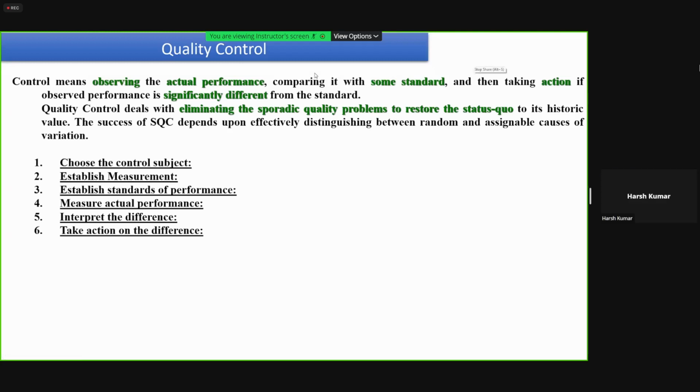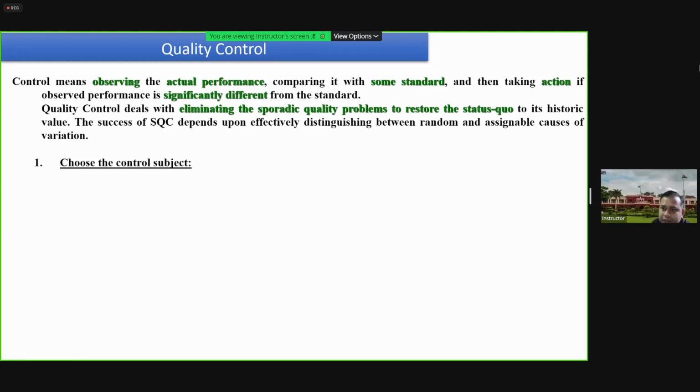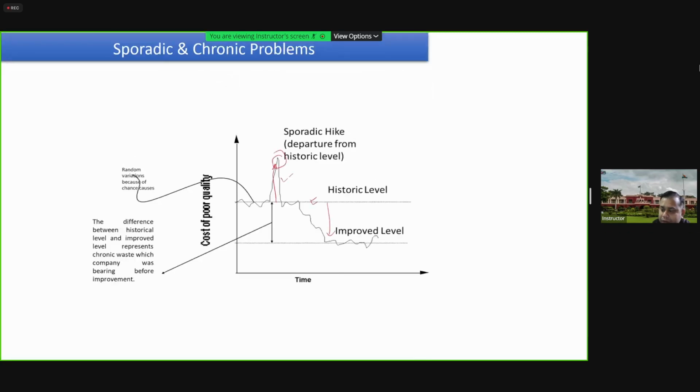Sir, what is this status quo written there? Status quo means the historic level. So something has happened. Some sporadic hike has happened because of certain defects that are coming, like I was saying, the tool has broken. So we are currently working on the historic level. We can see it in terms of, like it is mentioned, cost of poor quality.